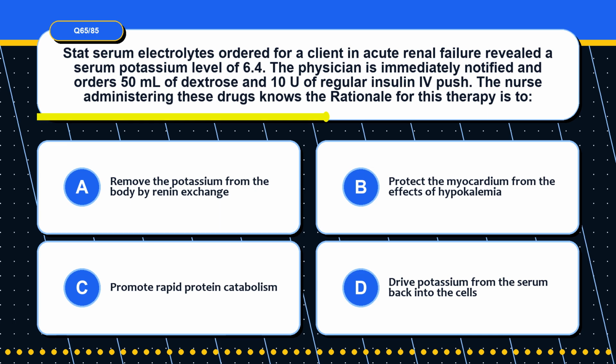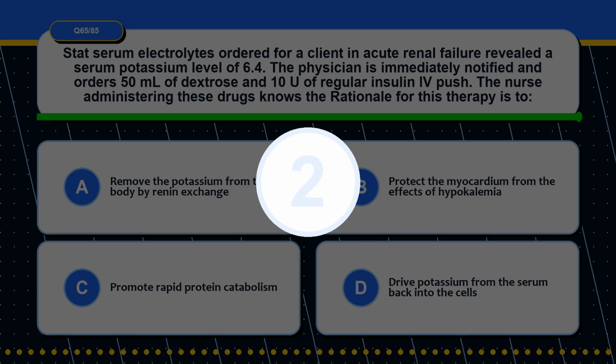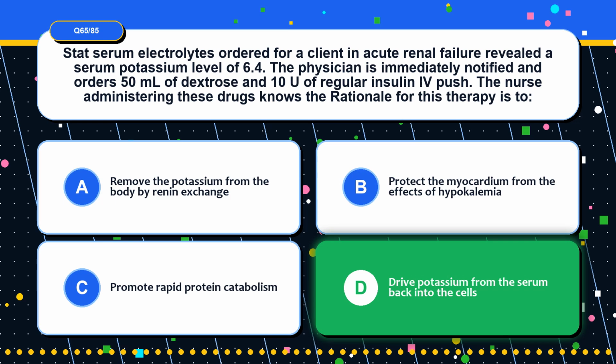Here are the options. Option A. Remove the potassium from the body by resin exchange. Option B. Protect the myocardium from the effects of hypokalemia. Option C. Promote rapid protein catabolism. Option D. Drive potassium from the serum back into the cells. The correct answer is option D. Drive potassium from the serum back into the cells.